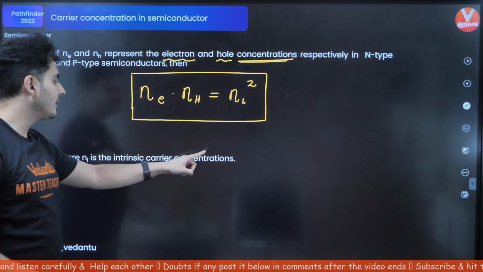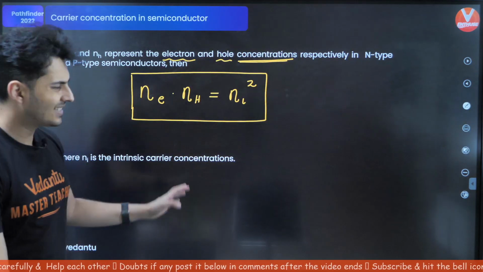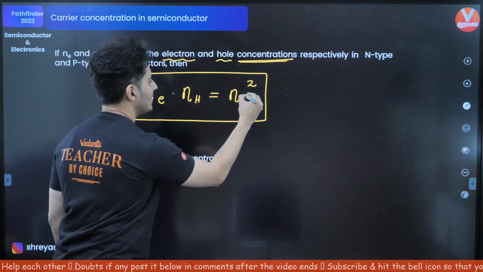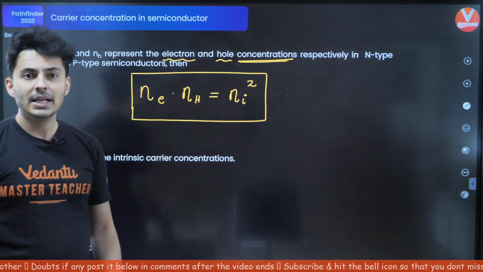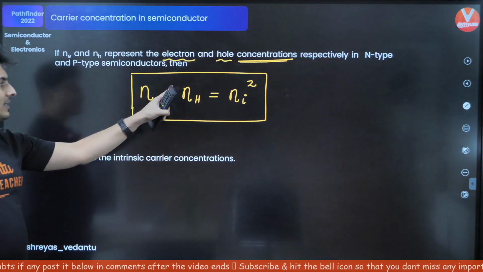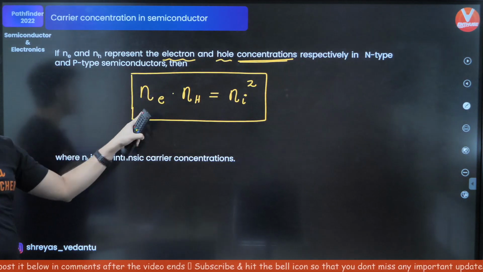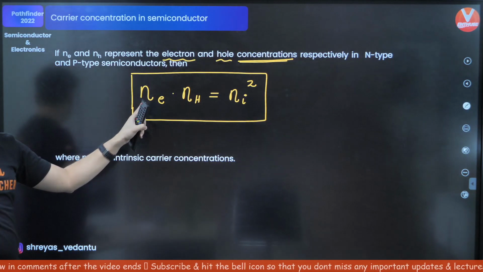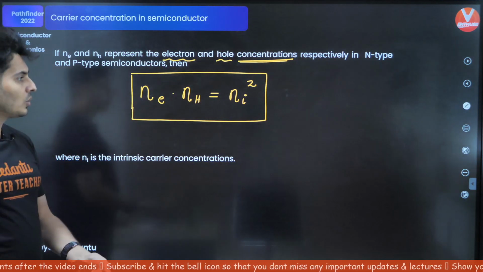Ni is the intrinsic carrier concentration. I just gave that to you some time back. So this is Ni. Okay, keep this in mind. If this increases, this decreases; if that increases, this decreases. So that's how they work. Keep this in mind. All right, cool.